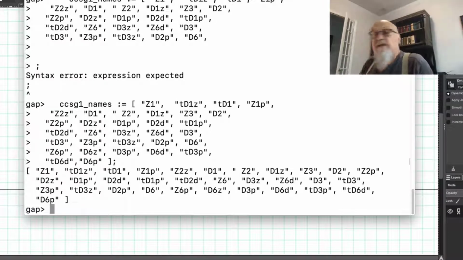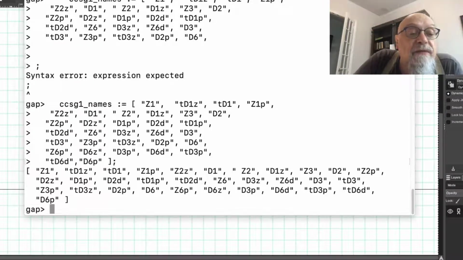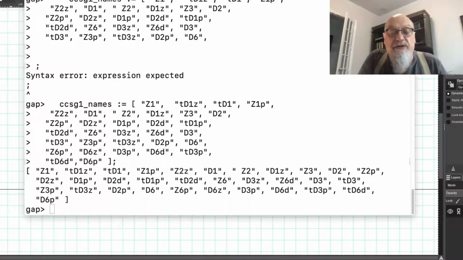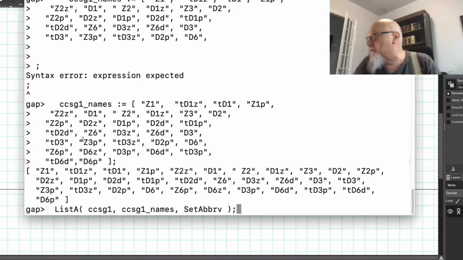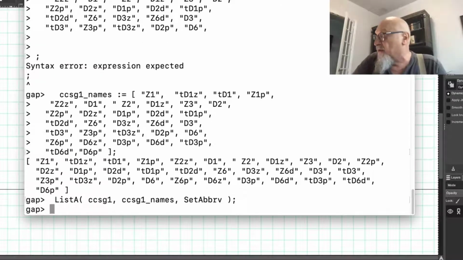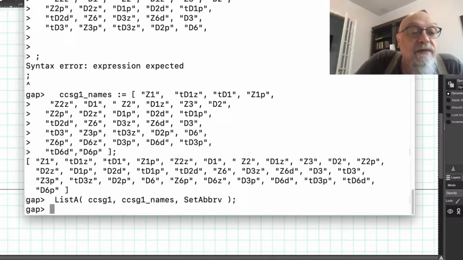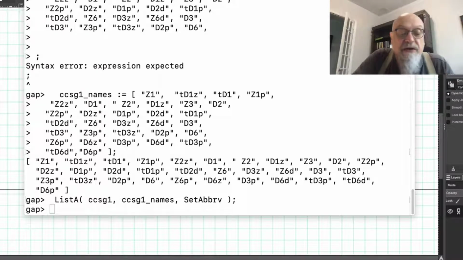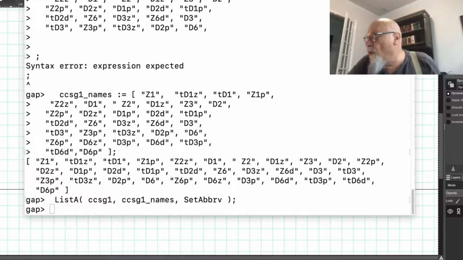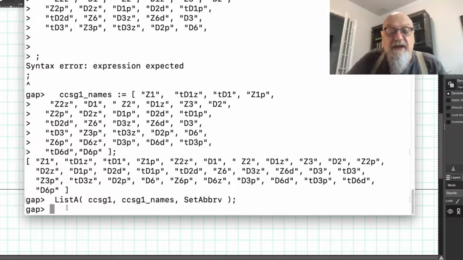Those are the names. And after you have these names, you associate the names to the corresponding conjugacy classes. So you put it here. This is your V, which means set the abbreviations, or set the names, and we got these names. Now it is time to generate the group. We generate the group O2 times D6 times Z2. Let's see how it goes.